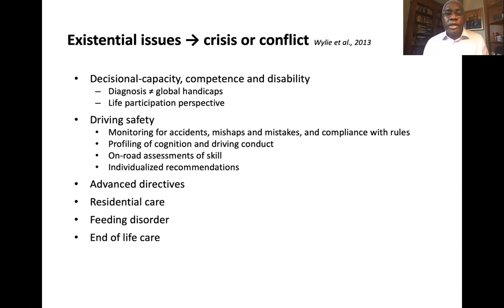These are some of the kinds of things that we navigate under the banner of existential issues. They're really about living life issues. How do we ensure that we minimize crisis or conflict around basic questions of being able to participate in one's life? So some of the responsibilities of someone in this role is to find ways to ensure that people can live as best they can.